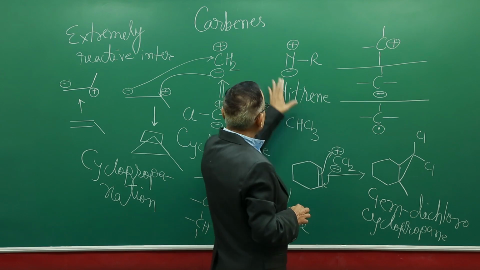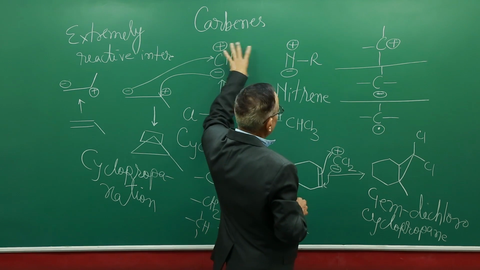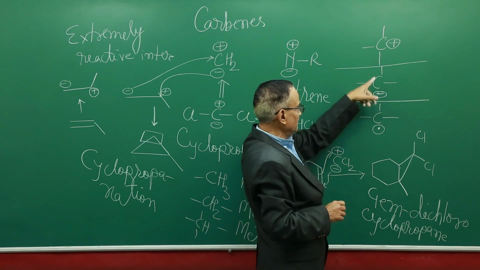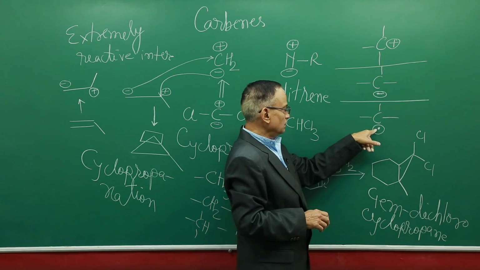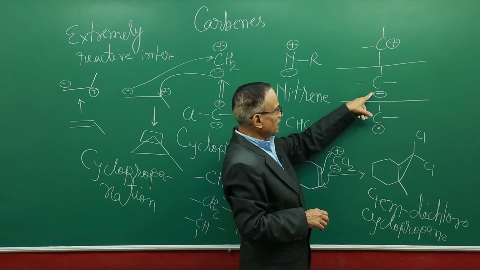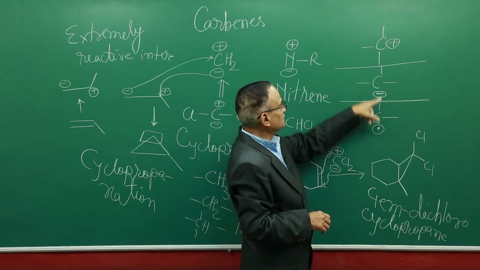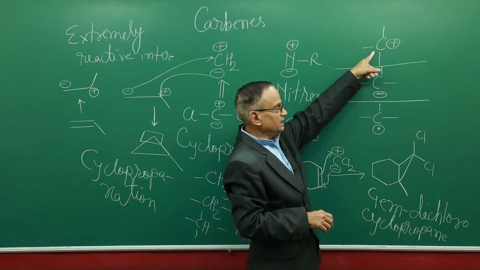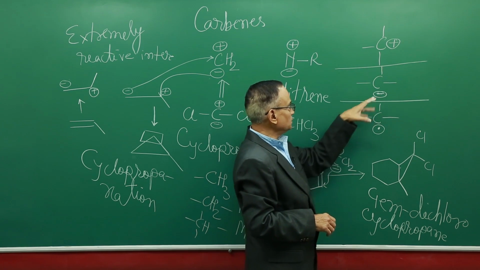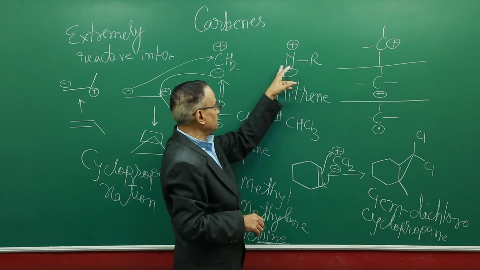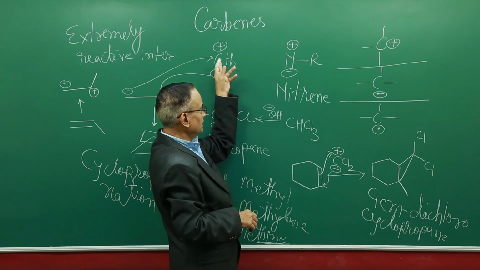Now you compare the structure of carbene with that of carbonium ion, carbanion and radicals. Here you have one electron, here there are two excess, here it is one less, here two electrons less. Nowhere here do you see both the charges. Consequently, these are less reactive compared to this carbene.